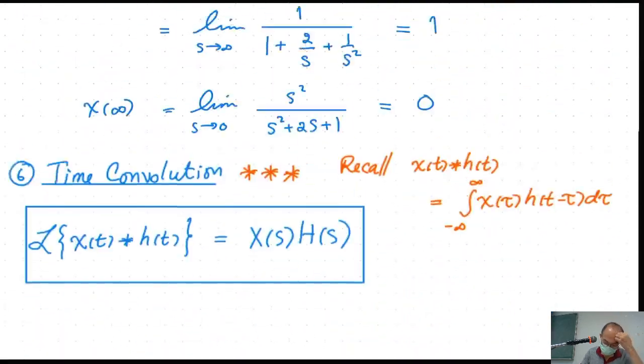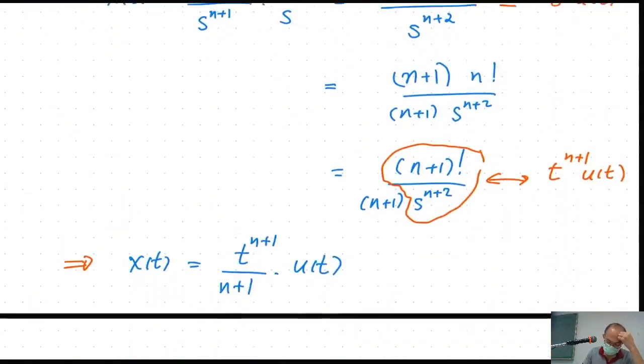The next property, I think it is number 7: time periodicity. Oh, before talking about this, let me say something about LTI systems. Let's go back to the LTI systems. Recall LTI systems.